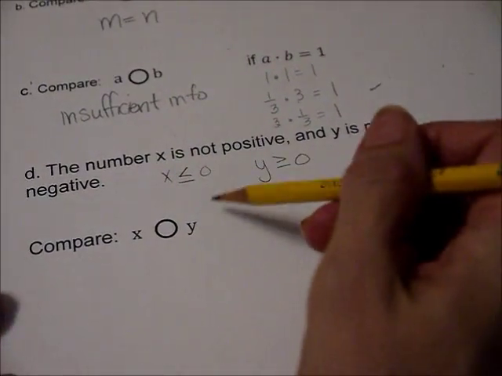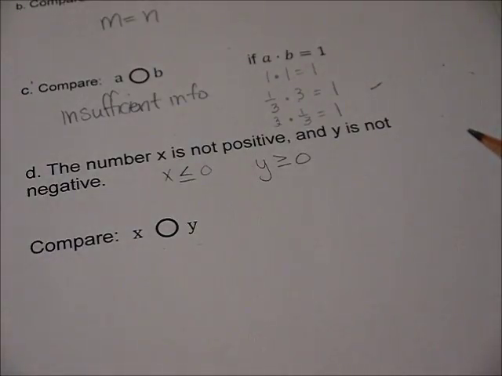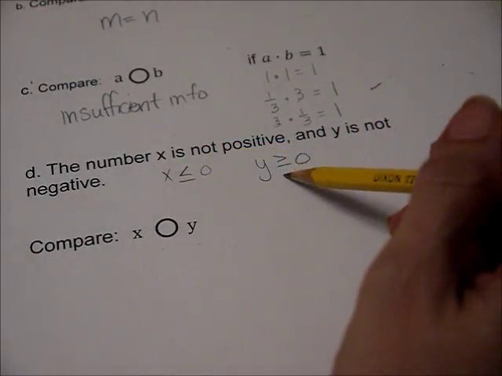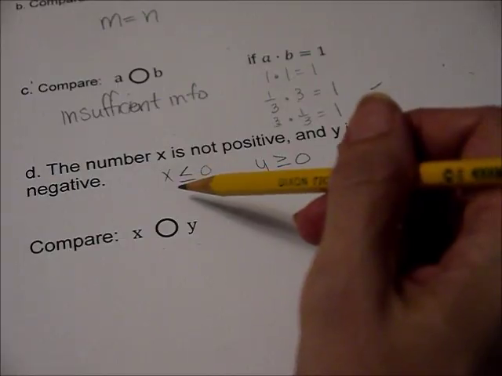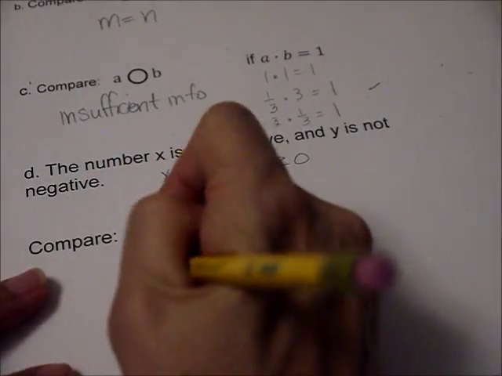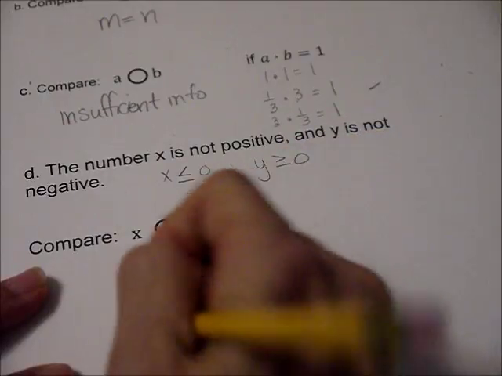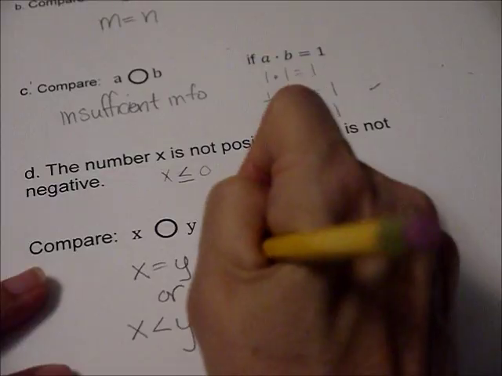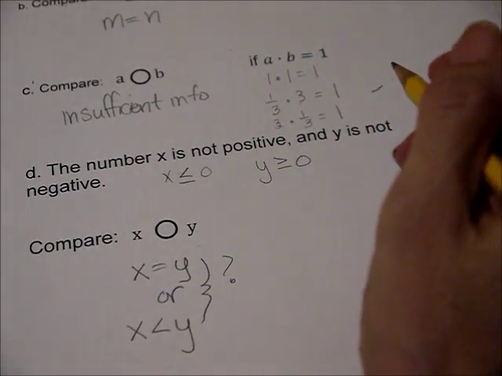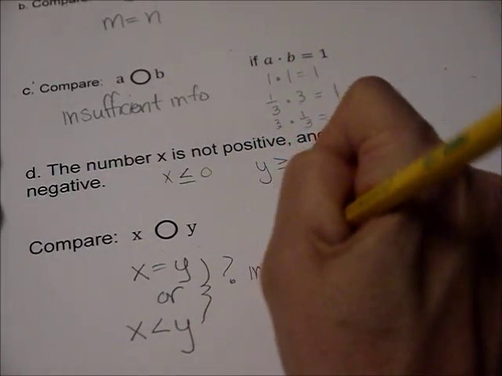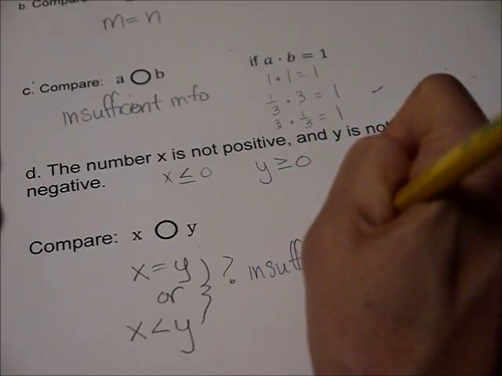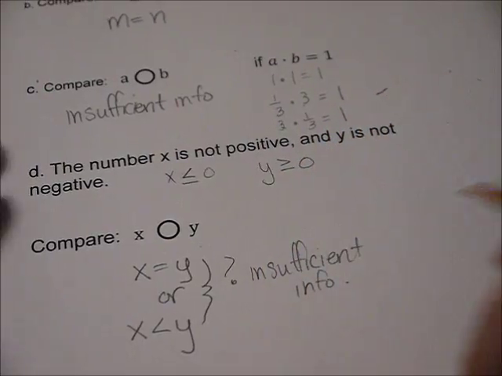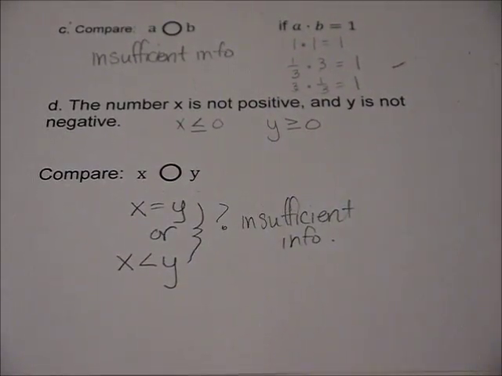So let's compare them. Here's the problem though. Could they both be 0? Yes, so they could equal each other. Or if x is less than 0 and y is greater than 0, then x is going to be less than y. So these are actually the two possibilities. But we still don't know. Because what if they are 0? So that would be insufficient information. And that is it for the lesson.